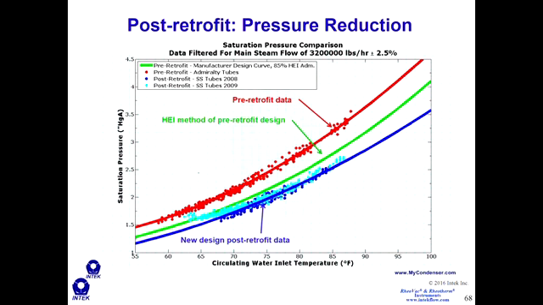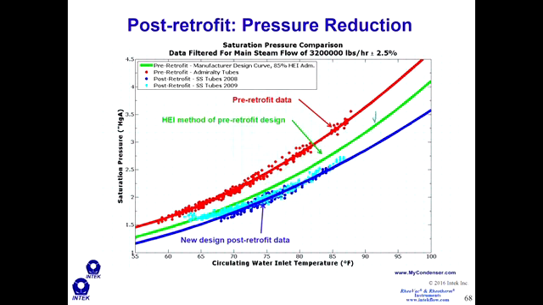Here's that same curve that I showed before. It's condenser pressure versus cooling water inlet temperature down here. All of this data is filtered for main steam flow of this up here. Pre-retrofit, the tubes were mechanically cleaned. They didn't have very many plugged tubes. They were Admiralty tubes. And this is the performance shown in red, post-cleaning, pre-retrofit.